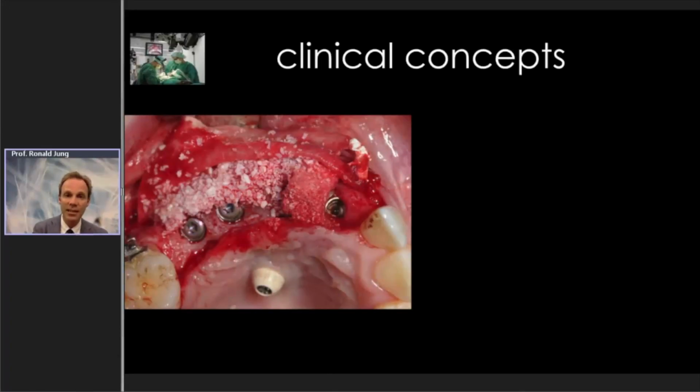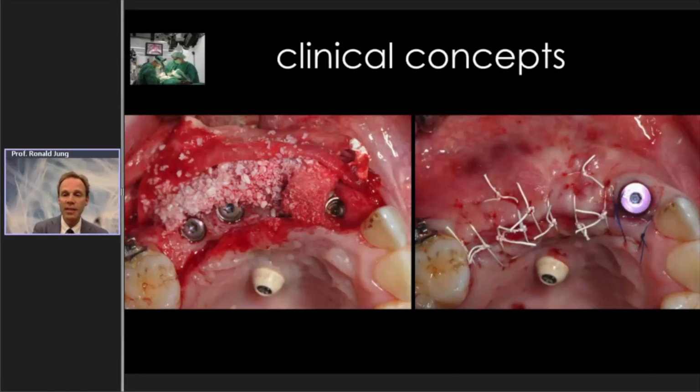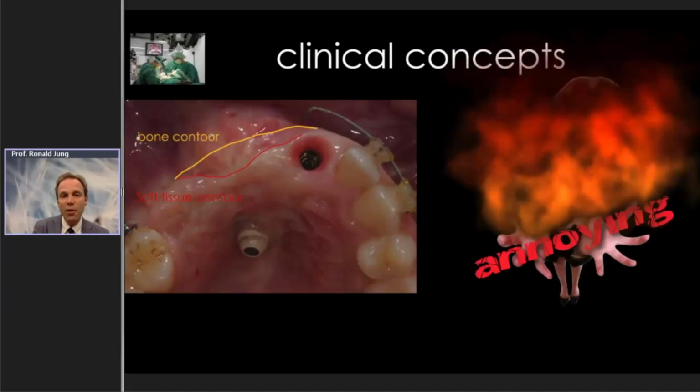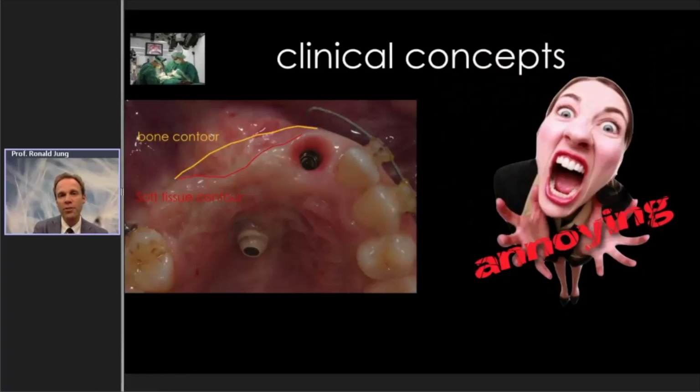And this is how it looks after the healing. Here I think we achieved a nice bone contour, but we do not have a nice soft tissue contour. So we need to do some improvements, because this is really annoying after having put so much effort into these types of augmentation procedures. And the question is, how much volume do we gain with either hard or soft tissue grafting?